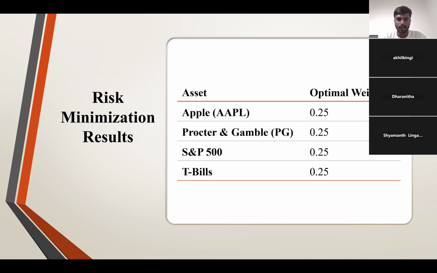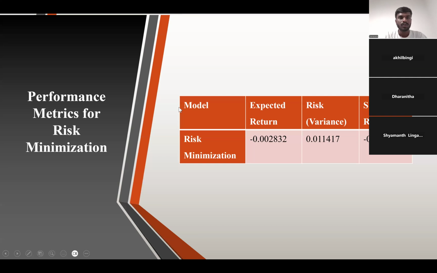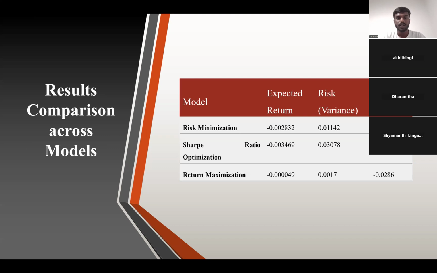Coming to the return maximization model, it achieves the highest return but also incurs the highest risk, making it suitable only for high risk investors. Now, coming to the Sharpe ratio optimization model, it offers the best balance of risk and return with the highest Sharpe ratio among the three models, despite slightly negative returns.